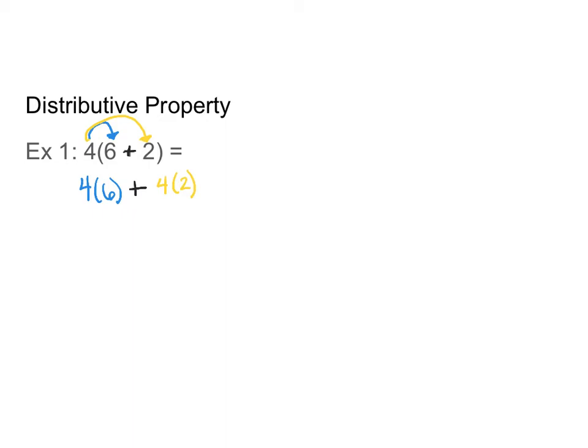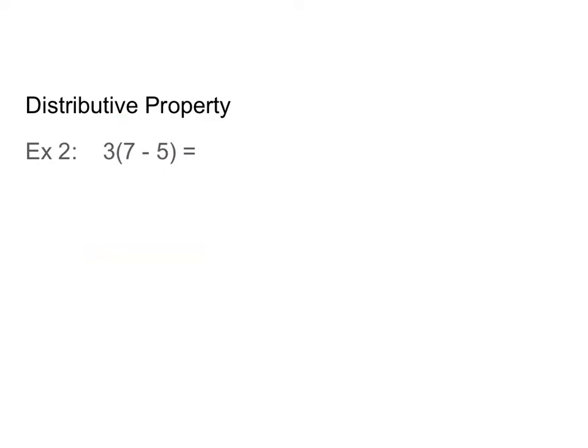So let's go ahead and simplify that. I have 24 plus, and then 4 times 2 is 8. And then I'm going to simplify the 24 plus the 8, and that would give me 32.